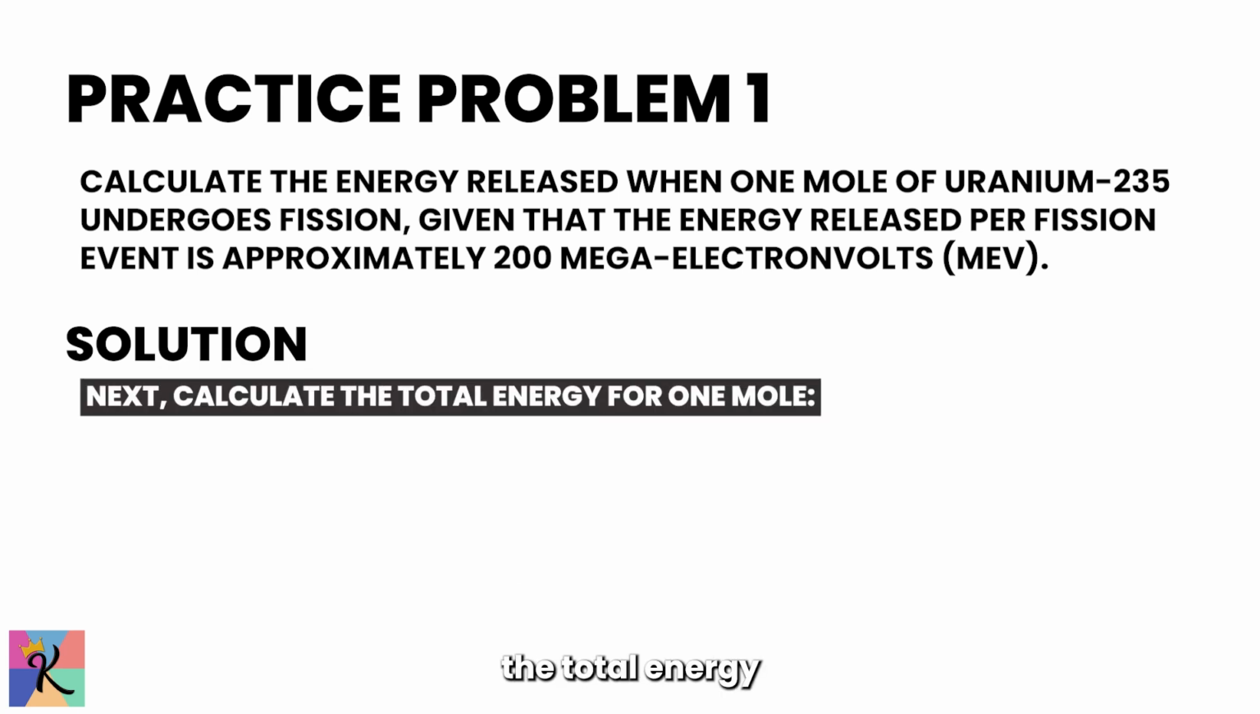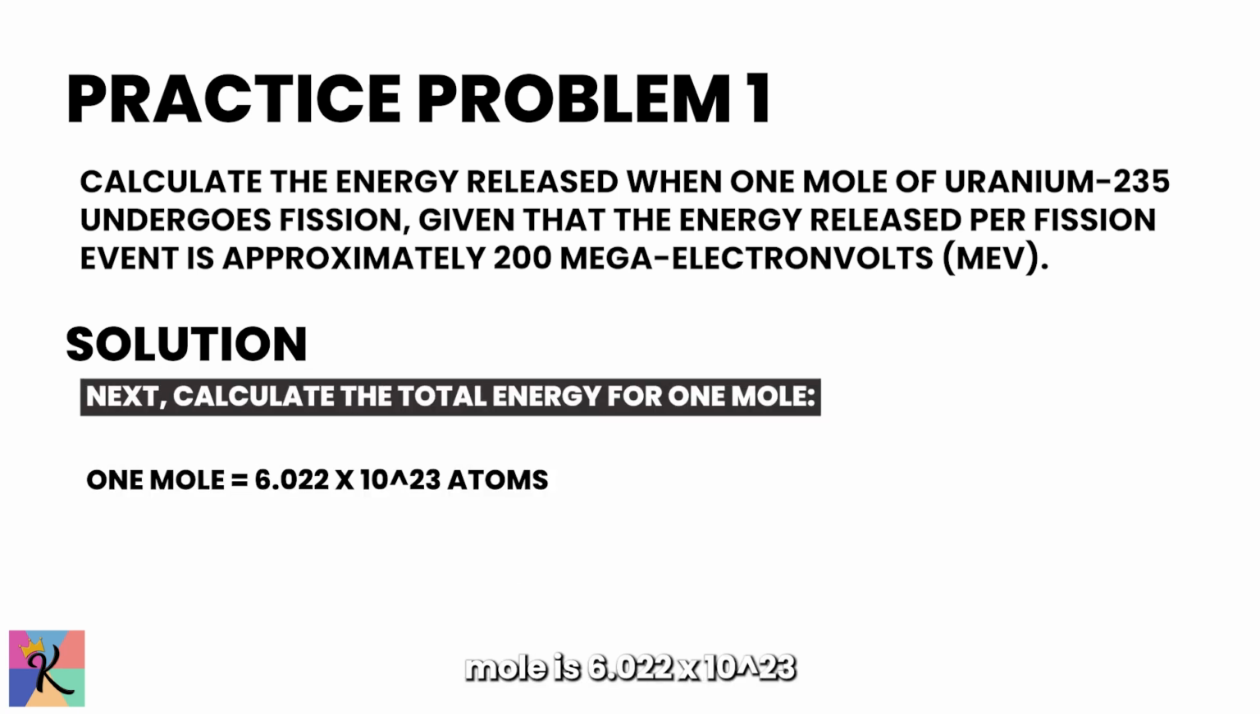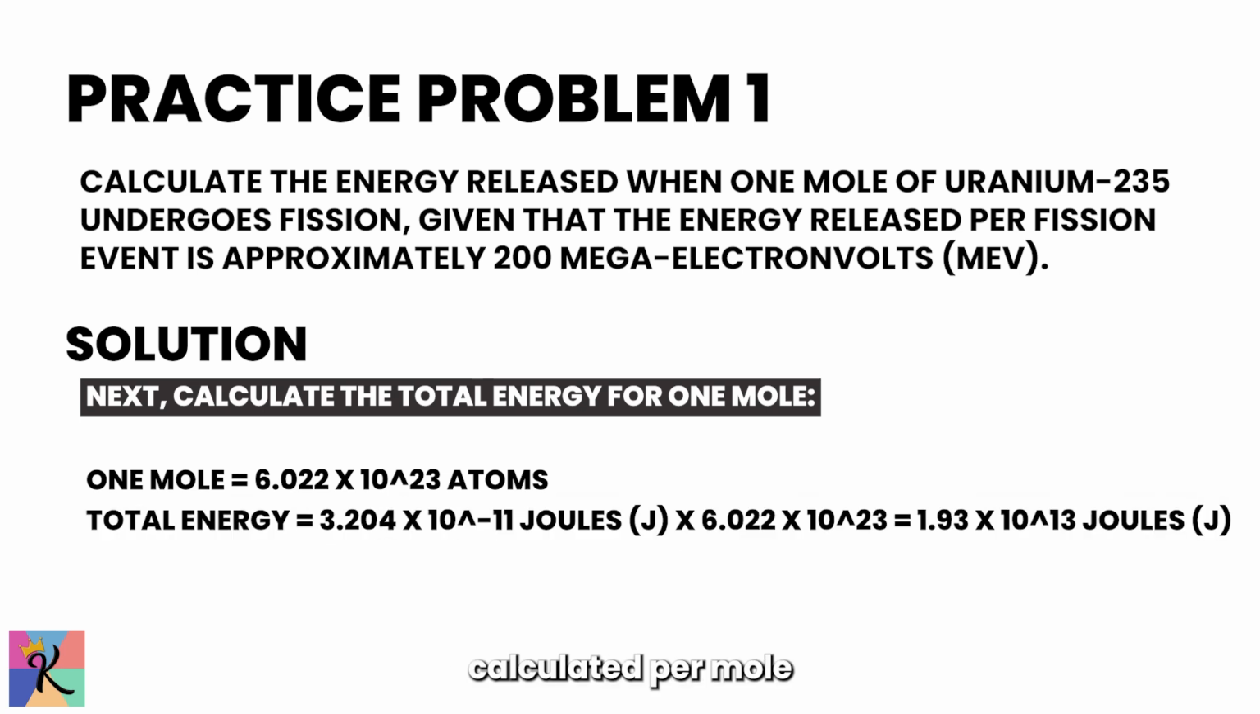Next, calculate the total energy for 1 mole. So we know that 1 mole is 6.022 times 10 to the 23rd atoms, which you can just use 6 times 10 to the 23rd. The total energy calculated per mole is 3.2 times 10 to the negative 11 times 6 times 10 to the 23rd. And this gets you about 1.93 times 10 to the 13th joules.